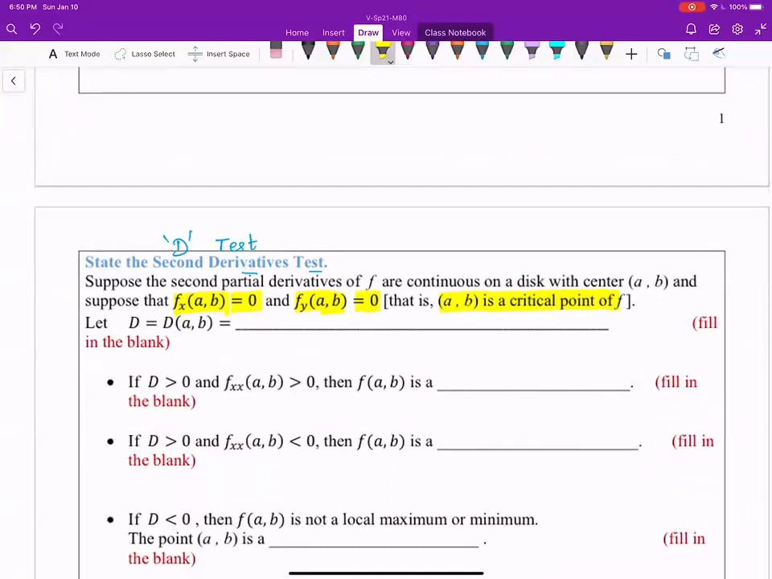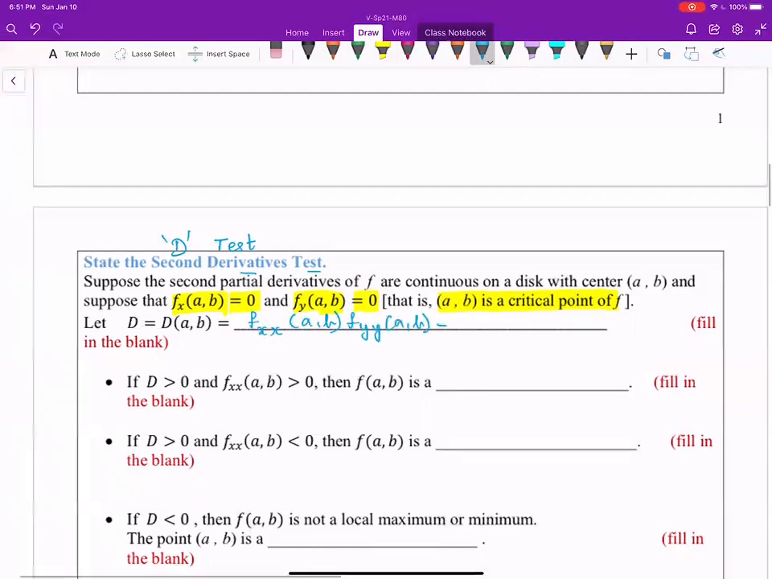Let D be represented as D(a, b), which is equal to f_xx(a, b), the second-order partial derivative with respect to x, times f_yy(a, b), the second partial derivative with respect to y, minus the mixed second partial derivative f_xy at (a, b), the whole squared.